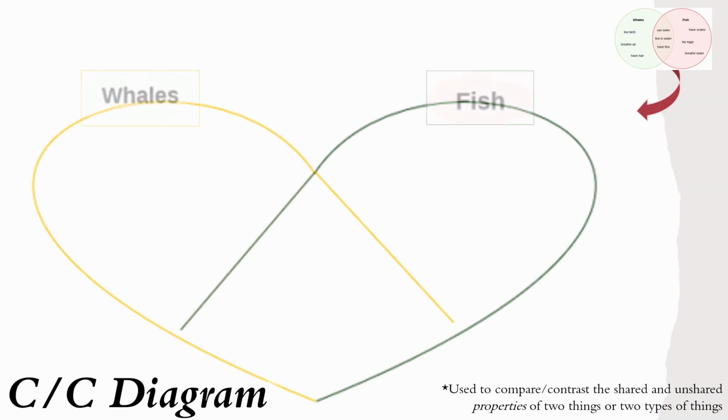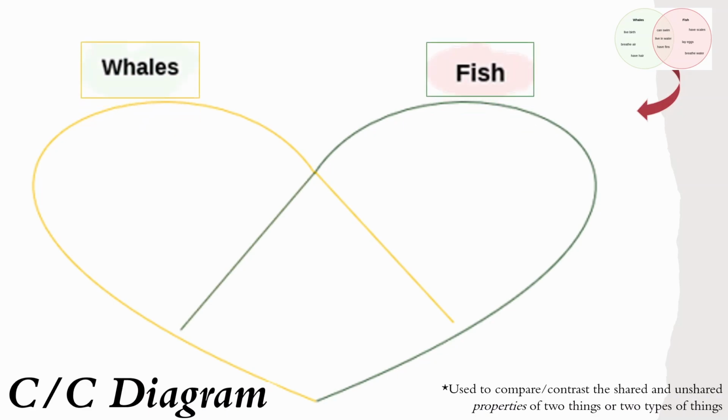So let's take a look at how we would do that translation from our overlapping circle diagram into this CC diagram. We would put whales and fish as our categories. So fish is everything in this area, and whales is everything under this yellow area. And our contrast areas are up here. So things that are distinctive of whales that fish don't have go up here. Things that are distinctive of fish that whales don't have go up here. And down here are the things that they have in common.